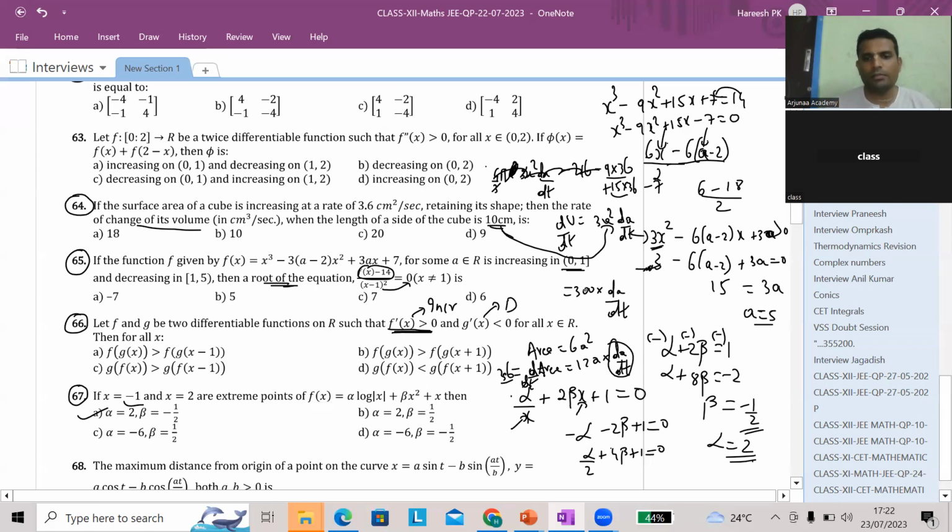300 is nothing but 3a square. So 3a square into dA by dt. And for dA by dt, you should put 3.6 by 12a. So 1a will get cancelled. 3 ones are 3, 3 fours are 12, and a is 10. So 36 by 4, which is 9. Yes, sir. Is it clear?